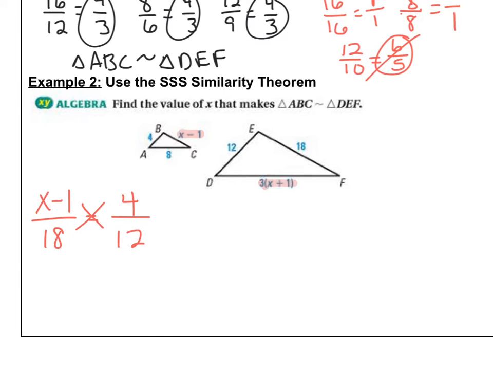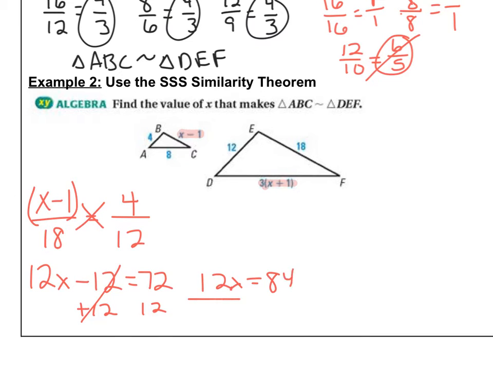Same thing we've been doing. We're going to cross multiply. The key here is making sure that we take 12 times x and 12 times 1. Okay, and that's going to be equal to 4 times 18, which is 62. Nope, just kidding. 72. Okay. We will add 12 to both sides. We'll get 12x equal to 84. Divide by 12, divide by 12. X equals 7.